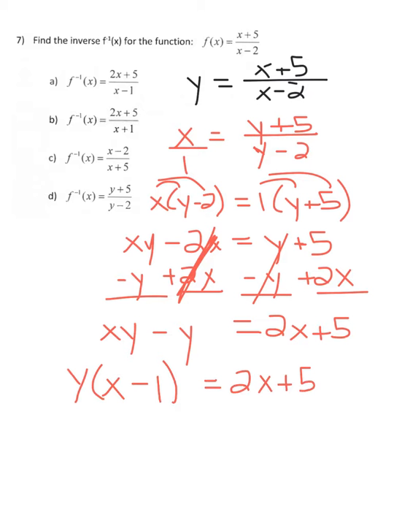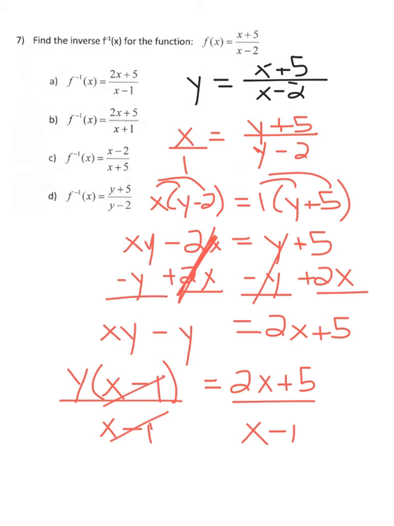Okay, from here it's pretty straightforward. To get the y by itself, you're just going to divide both sides of the equation by what y is being multiplied by. So if we divide both sides of the equation by that x minus 1, that the y is being multiplied by here, what's going to happen is the x minus 1 on top will cancel with the x minus 1 on the bottom, and we've gotten the y all by itself.